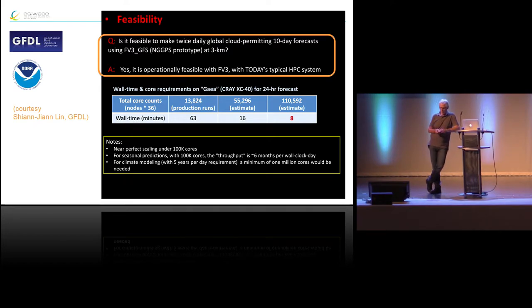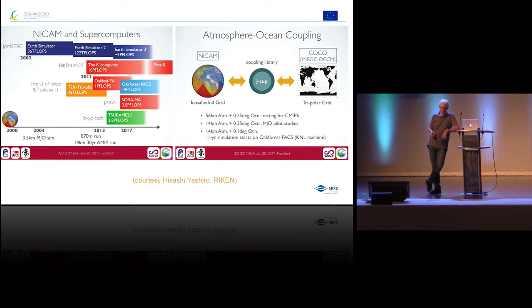So we are approaching our goal from both sides. The last example is from Japan. These are really the most advanced centers trying to reach this 1 kilometer goal, or at least the cloud-permitting several kilometer goal. Here, first of all, this shows that climate modeling, Earth system modeling, is really a driver for HPC. These are the Japanese top systems, which at one point in time have been the number one systems in the world. And we heard from the Chinese speaker on the first day that the K computer still outperforms the Chinese top one system when it comes to real applications.